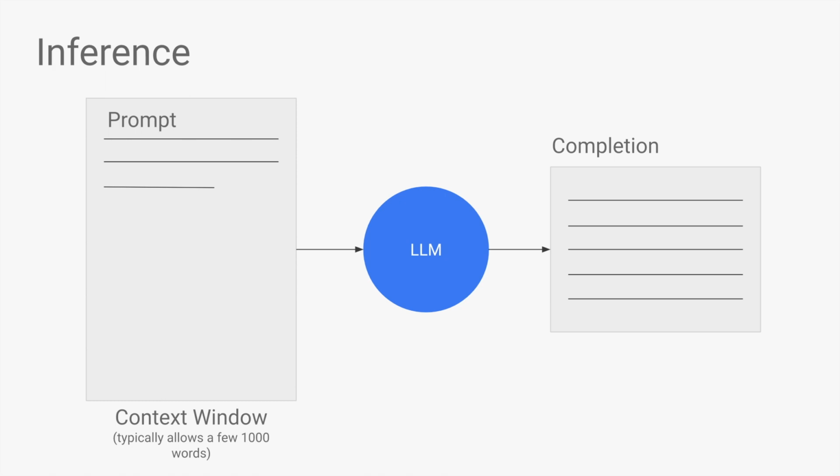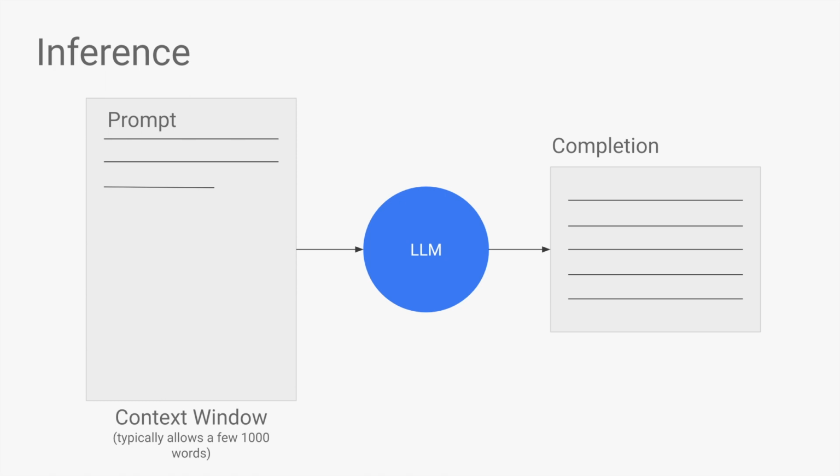The input you provide to a language model is referred to as a prompt. The area or capacity allocated for this prompt is known as the context window, and its size varies from model to model, typically accommodating a few thousand words. The result produced by the model is termed as a completion, and the process of employing the model to generate text is referred to as inference.